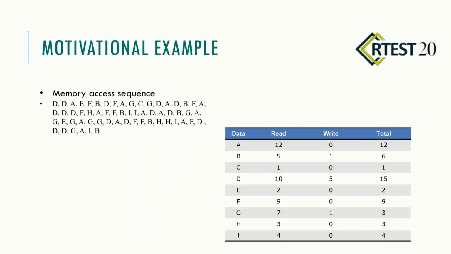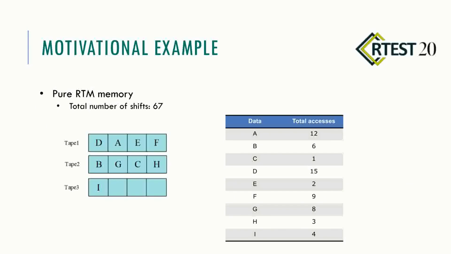Here we have a motivational example. In this motivational example, we have a trace of memory access, and here you can see for each place of memory how many reads, how many writes, and the total number of accesses to each address of memory. We use three different types of memory architecture.